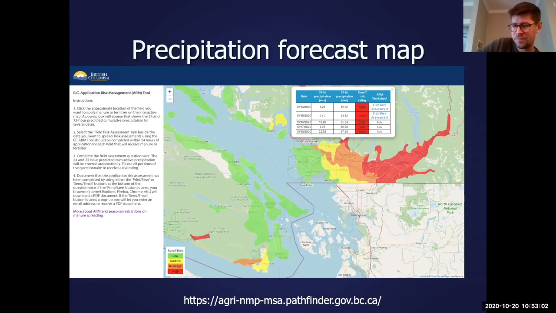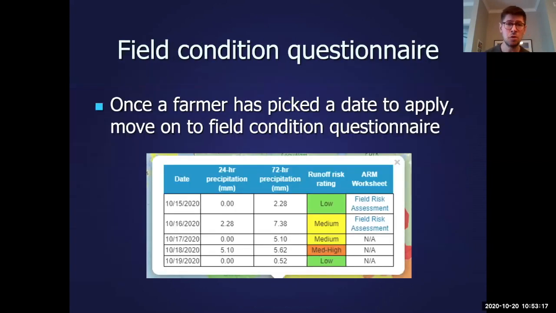So that's the first phase of the tool, where a grower looks and sees what the precipitation contribution to runoff is. Then once they've picked a date to apply, they can click on the map to find out what the precipitation forecast is. And if it's good enough that they think it's worth continuing to the field assessment, they can click on the ARM worksheet portion of this, where it bumps them into the field specific questionnaire, where they proceed to assess the conditions on their field itself.